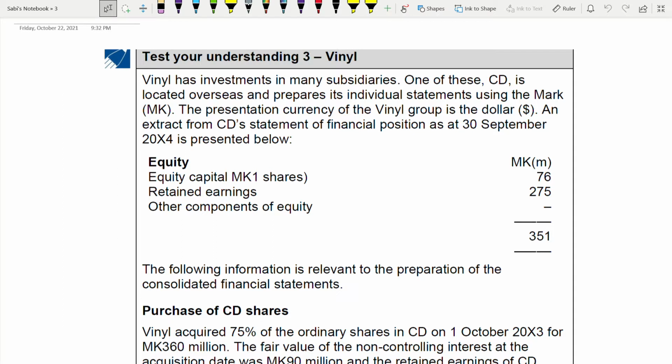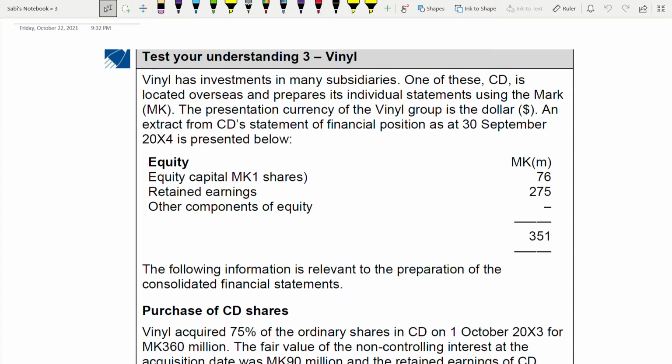So in this question we are going to cover two main things. One is translation of foreign currency. There is a foreign subsidiary and we are going to translate the currency. And then the second issue is convertible debt, convertible bond. How do you account for convertible bond in the financial statements?